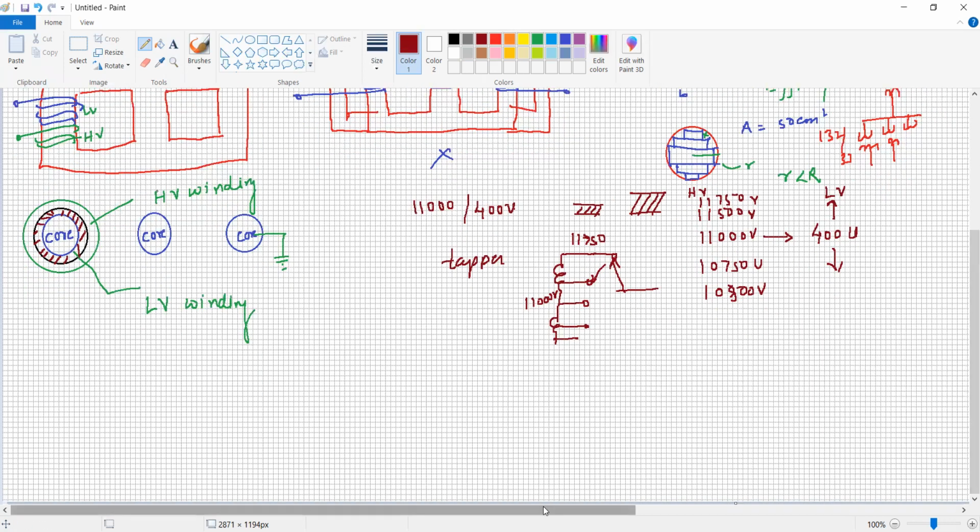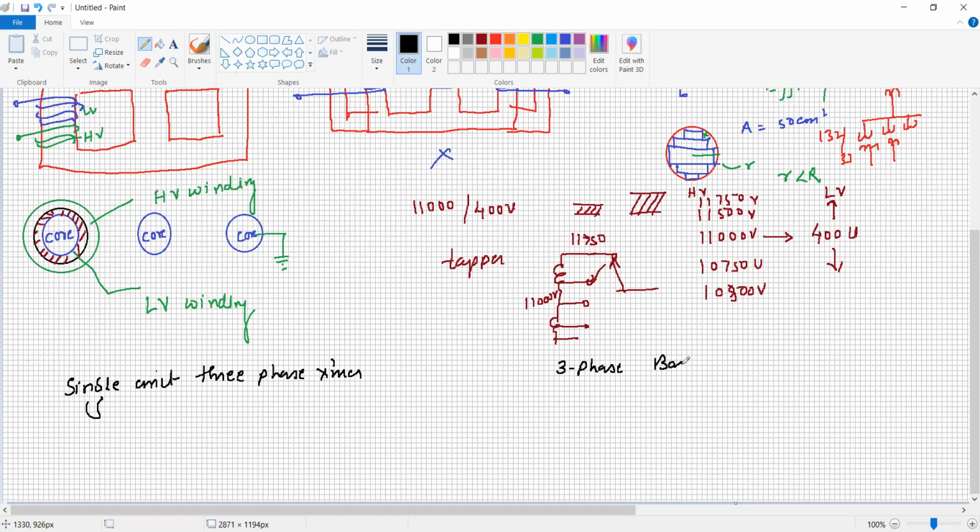Okay. Next is that two terms are used in the three phase transformer. One is the single unit three phase transformer, and the second is called the three phase bank transformer. Let's see the difference in this category.